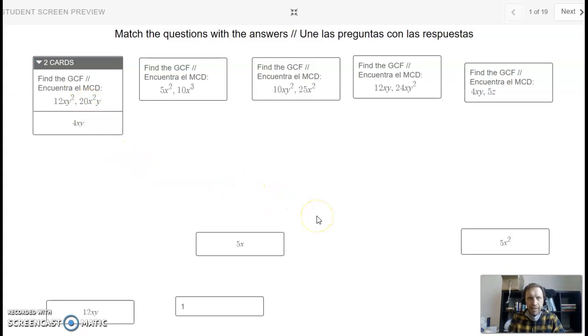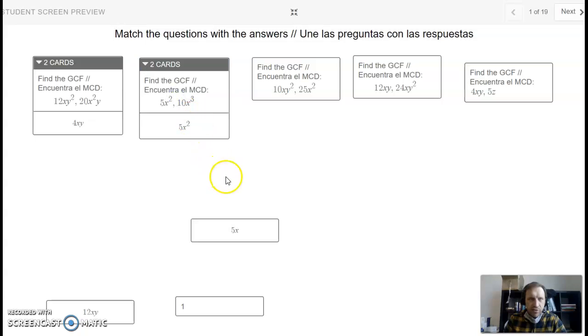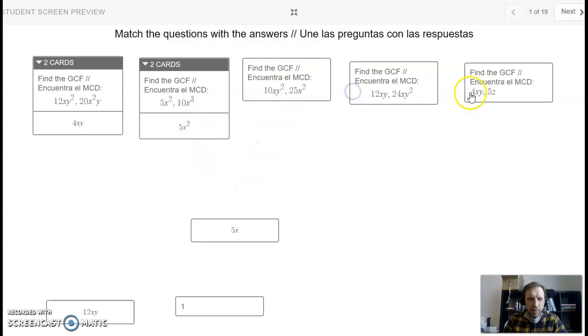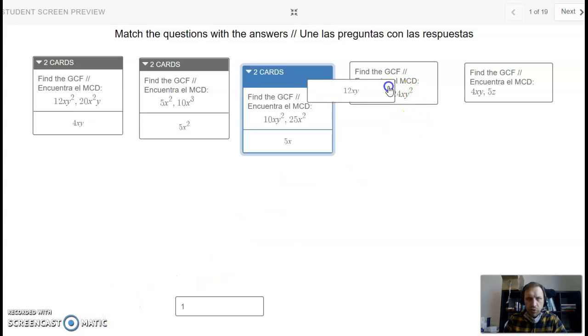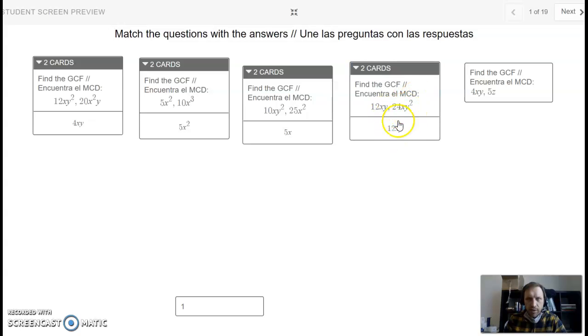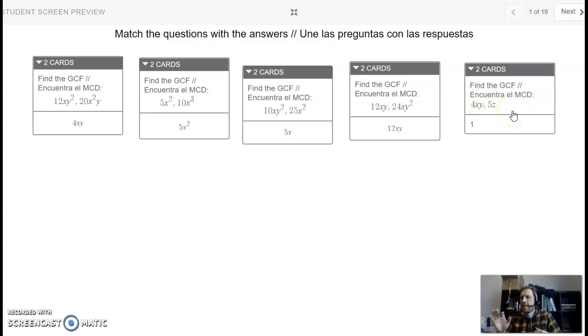All right. Same idea with 5x squared and 10x squared. What's the biggest number that can go into both 5 and 10? It's 5. The biggest number that can go into x squared and x to the third is x squared. All right, now that you got those two, do the rest of these make sense? Try them out. 10 and 25, it would be 5x. Pause at any time to try them yourself. 12 and 24, it's going to be 12. xy squared, I can pull out an xy. And then this last one, 4xy and 5z, nothing except for 1. And so we're going to use 1 a lot as our greatest common factor as we move forward today.